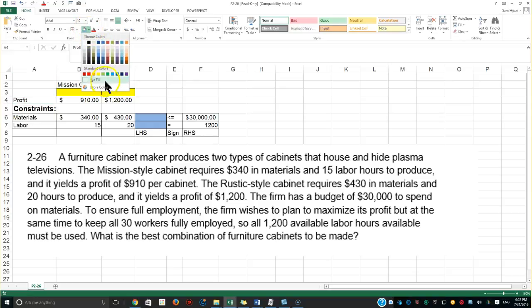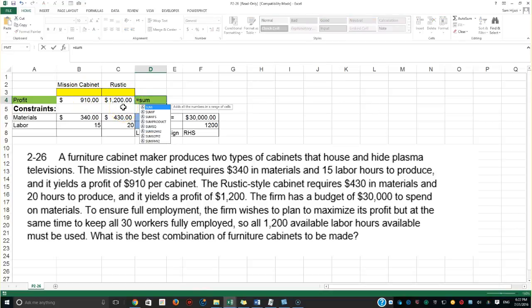Let's make it a green color. And notice the cell we're going to be solving for is also green. So let's go ahead and notice that the profit is going to be the SUMPRODUCT of these two, which I'm going to lock because I will show why I'm locking it, multiplied by these two. Here we go. Okay, so far that is the profit, but we need to also drag this here.